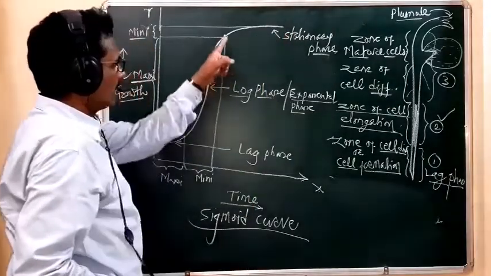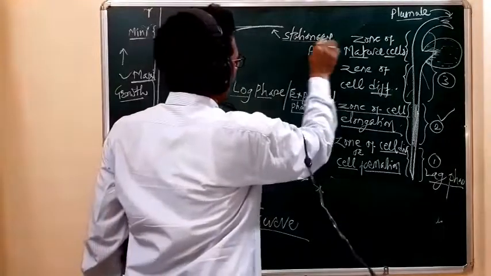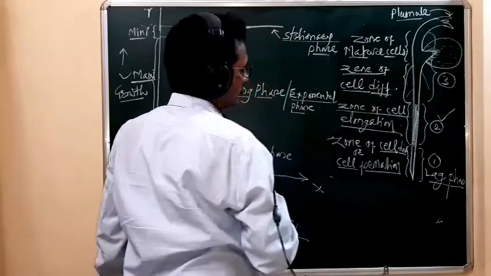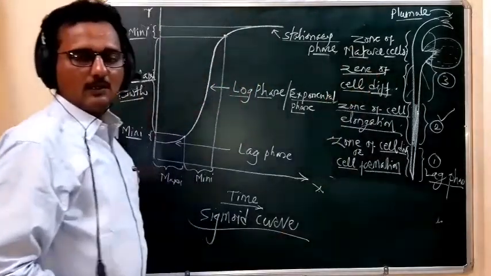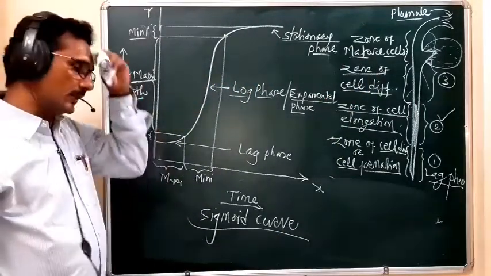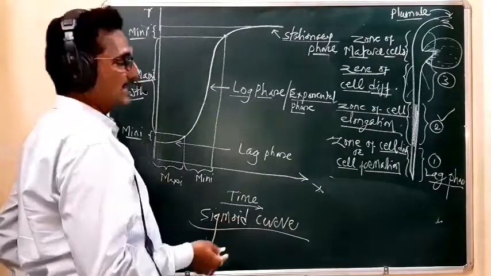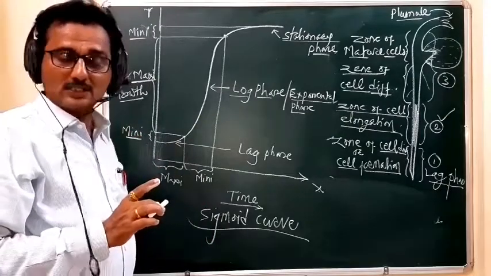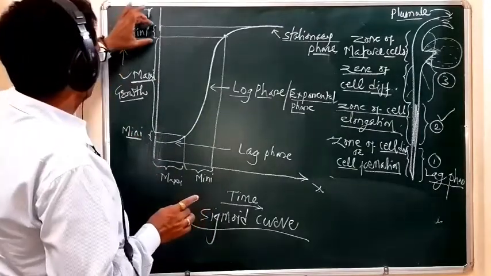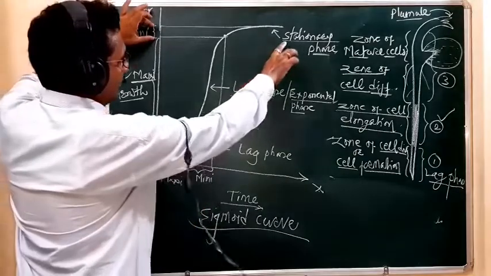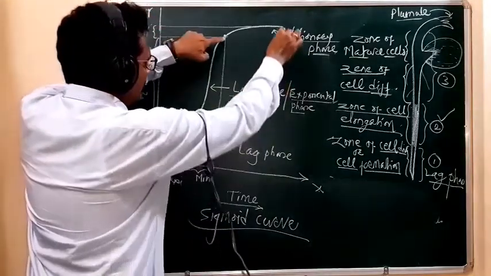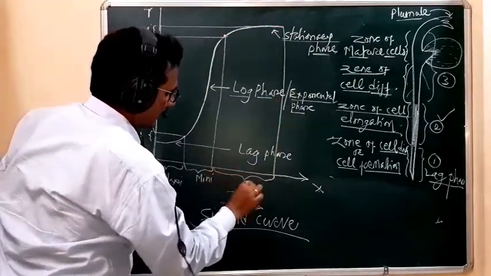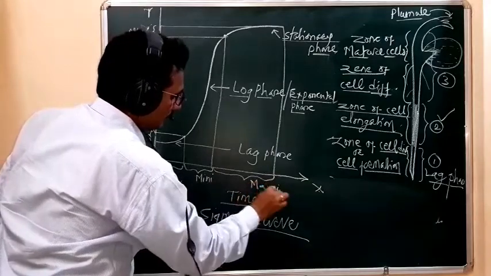What happens in this stationary phase? There is cell differentiation, followed by cell maturation. So for the student, the maximum time is required, but the growth is not the same. There is a minimum growth seen during the stationary phase, but the time requirement is maximum.